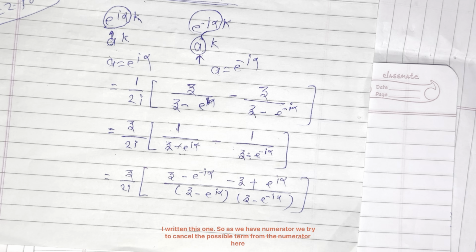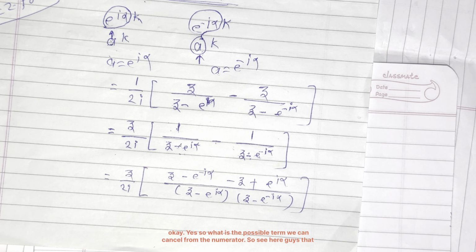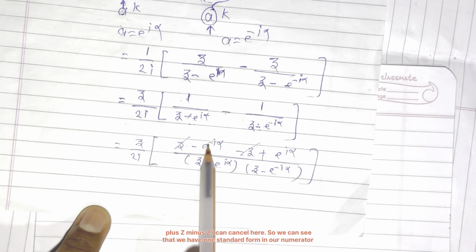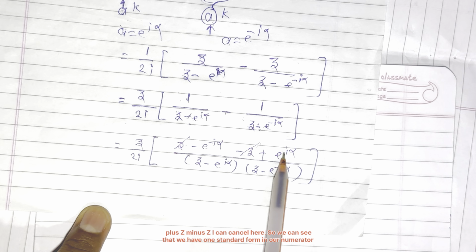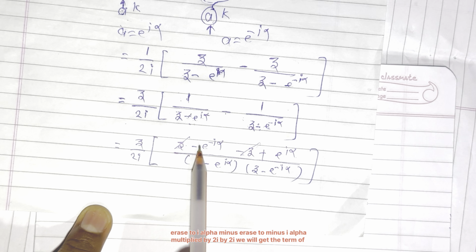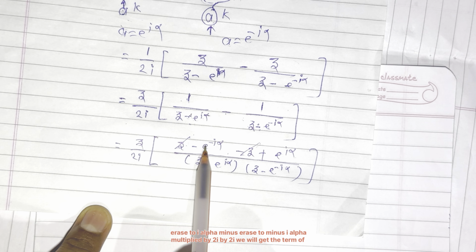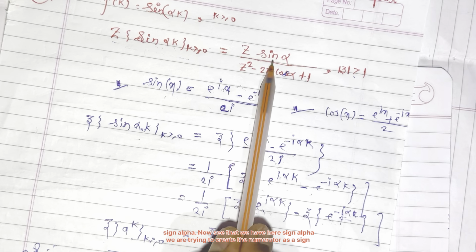As we have the numerator, try to cancel the possible terms from the numerator here. What is the possible term we can cancel? See here guys, plus z minus z I can cancel. So we have one standard form in our numerator, e raised to I alpha minus e raised to minus I alpha. Multiply by I, divide by I, we will get the term sin alpha. We are trying to create the numerator as sin alpha.